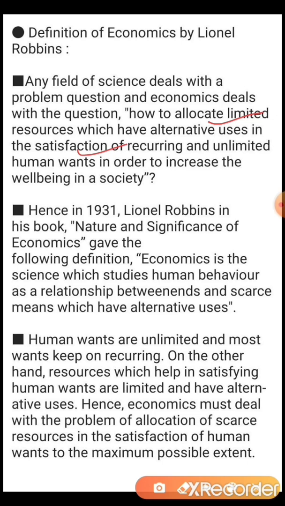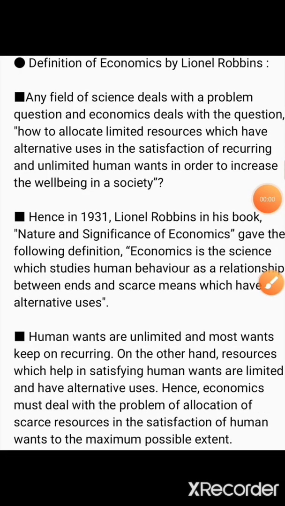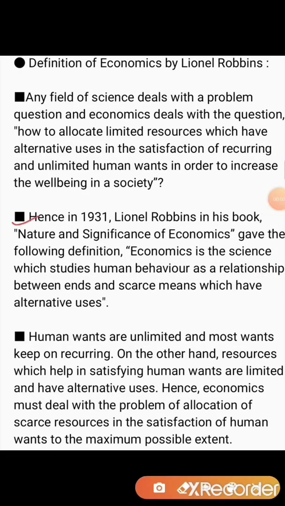In the year 1931, Robbins in his book named Nature and Significance of Economics gave the following definition. You have to remember the name of the book given by Robbins, Nature and Significance of Economics, in which year? 1931. So let us learn the definition given by Robbins.